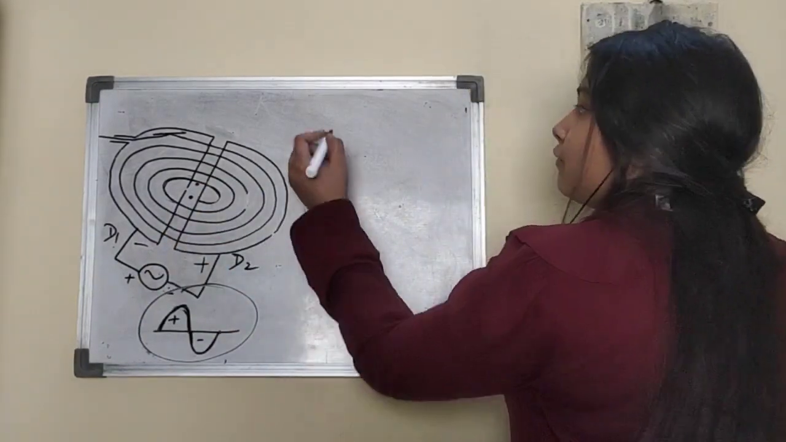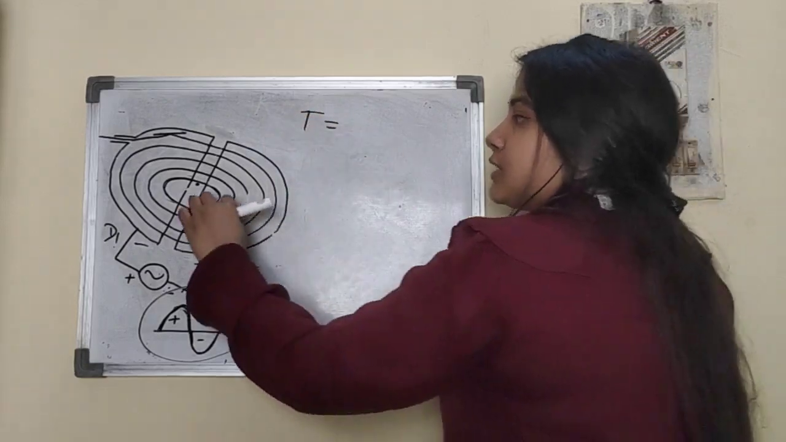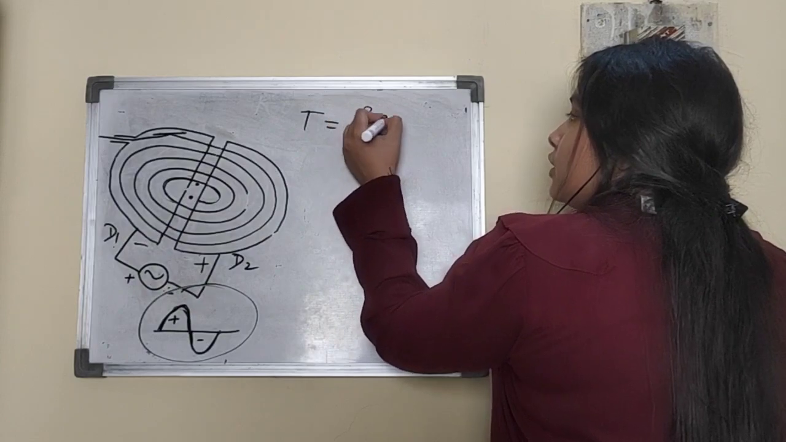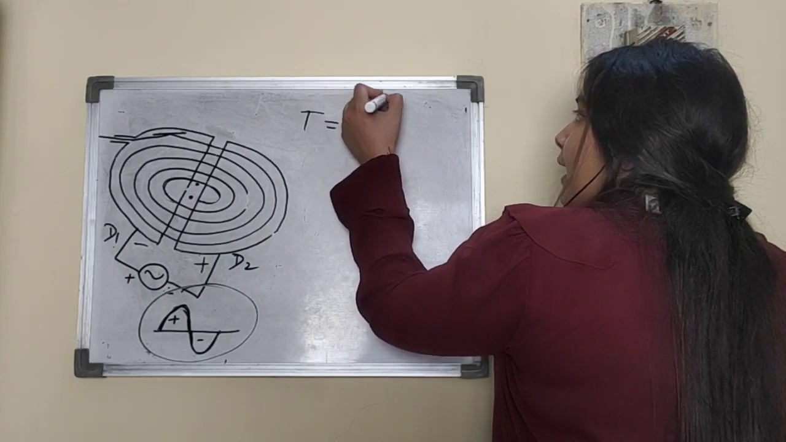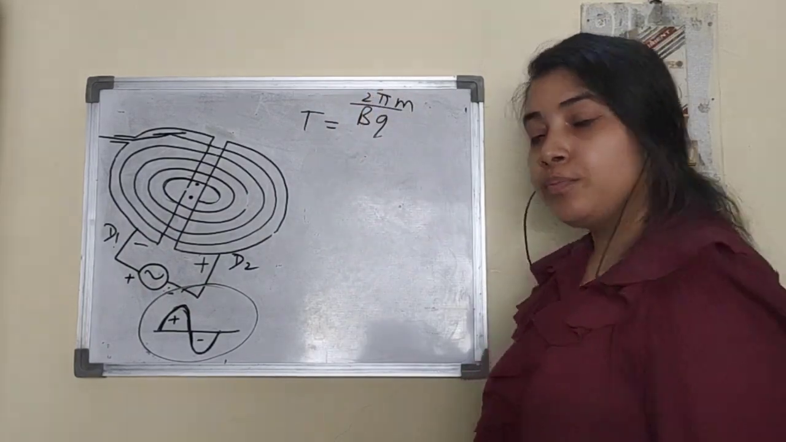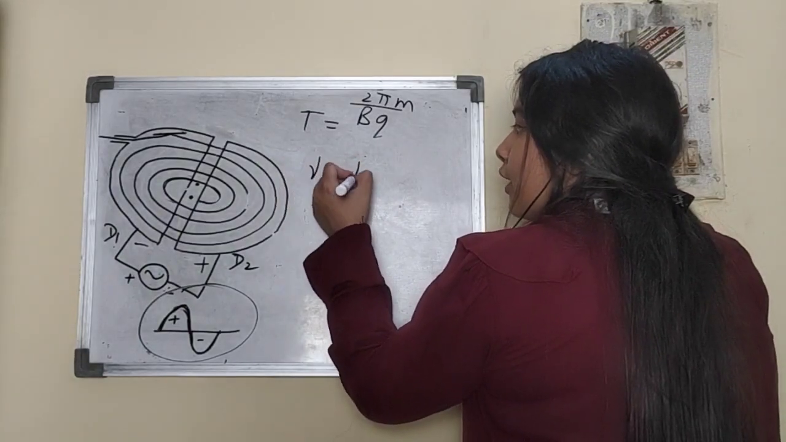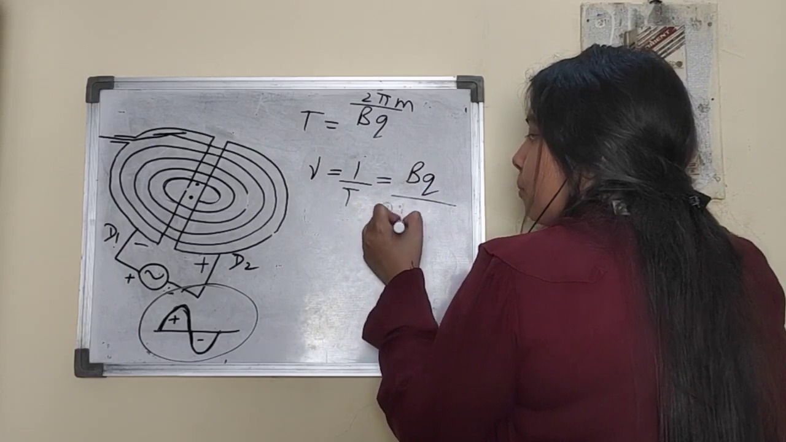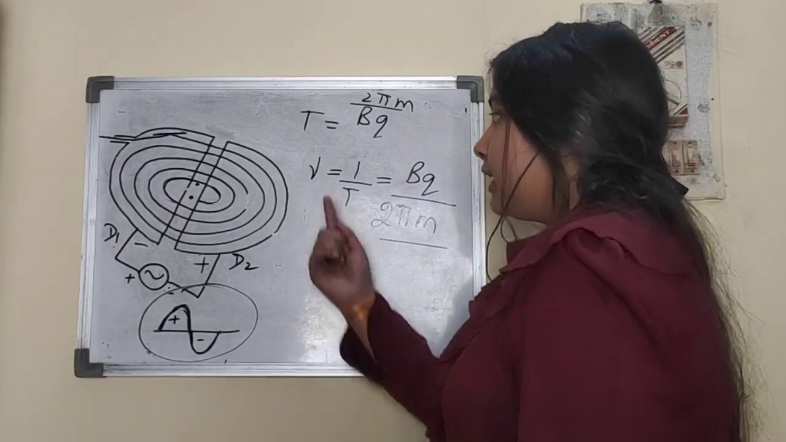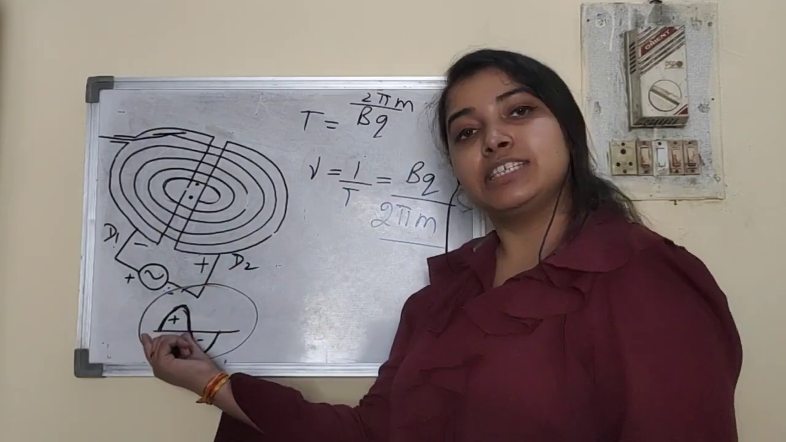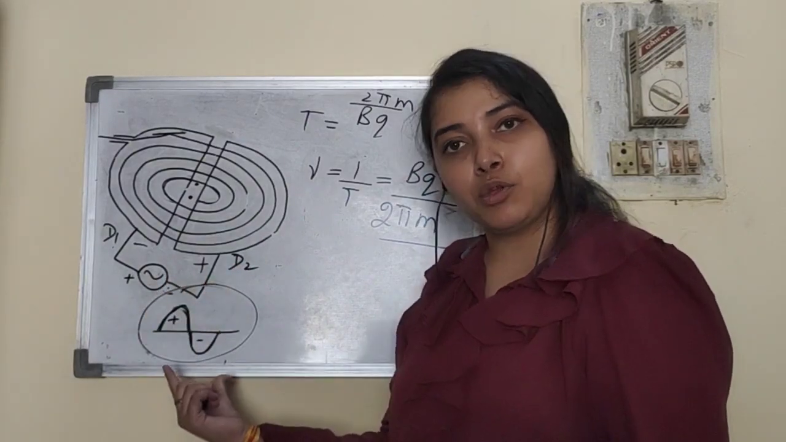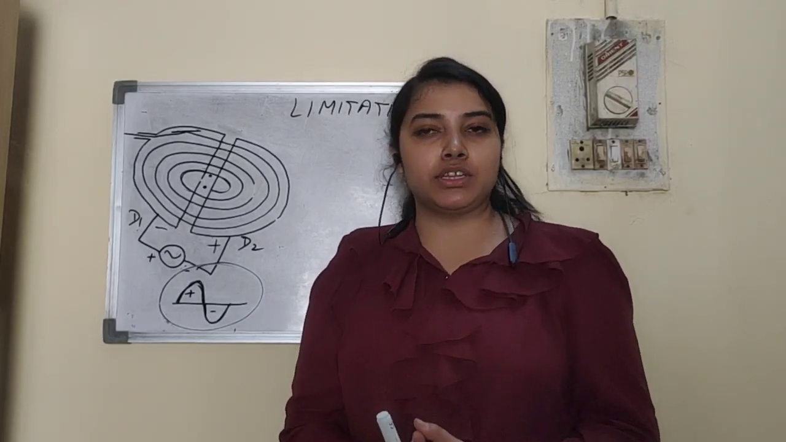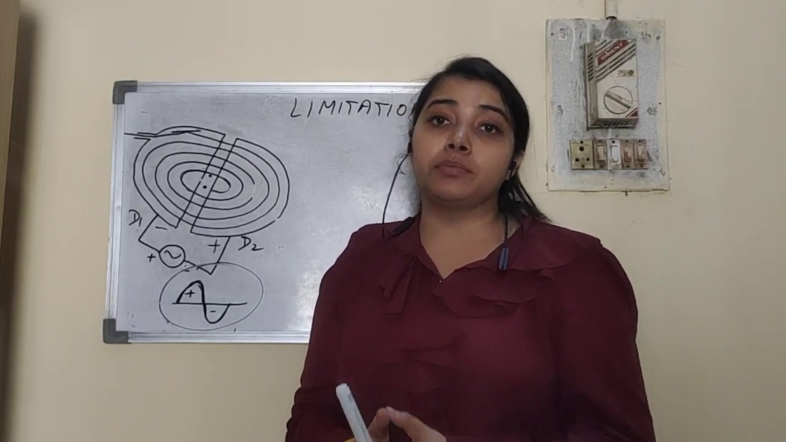We have already calculated the time period of the circular path covered by the charged particle, which is 2 pi m by BQ. Now we know that frequency is equal to 1 upon time period. So frequency comes out to be BQ by 2 pi m. So basically this is the frequency of the AC oscillator, or we can say this is the frequency of the cyclotron. Now let us discuss the limitations of the cyclotron, where the cyclotron cannot be used.